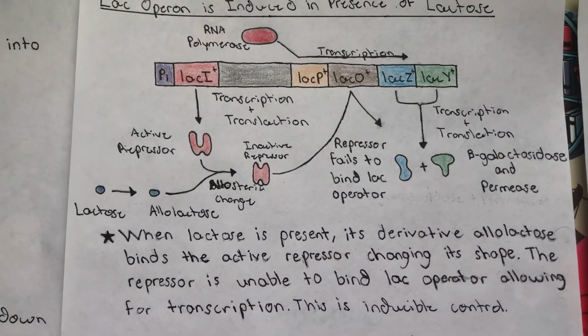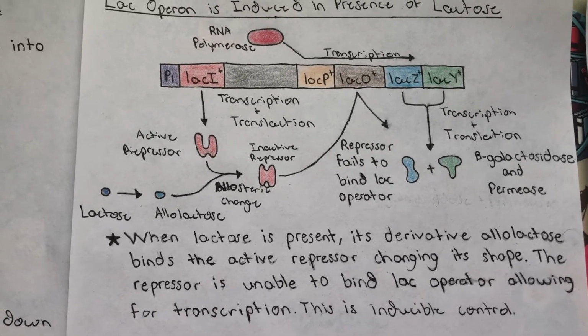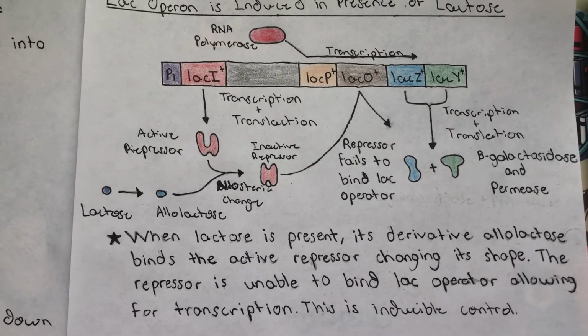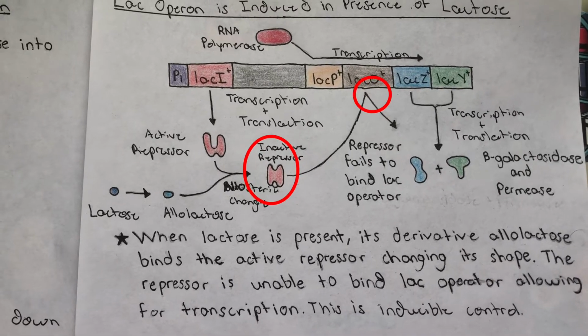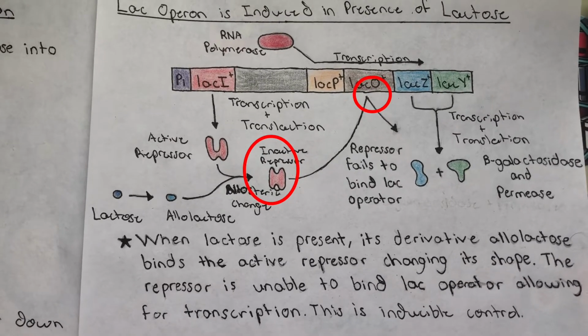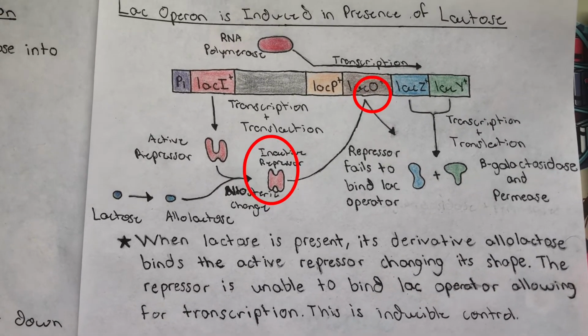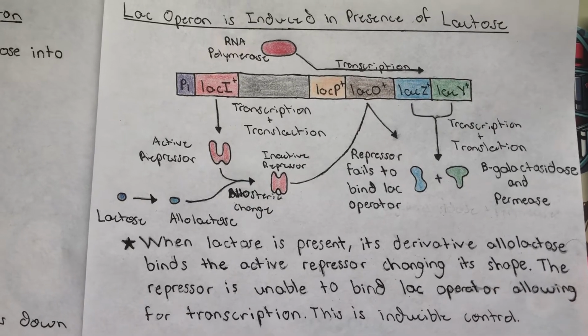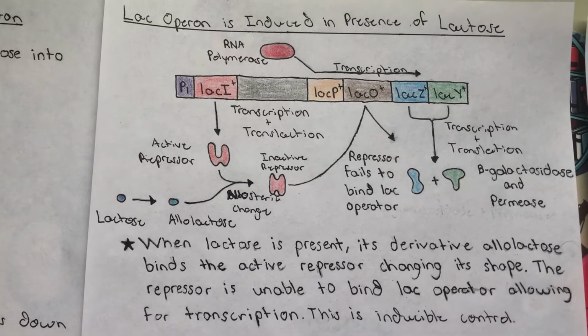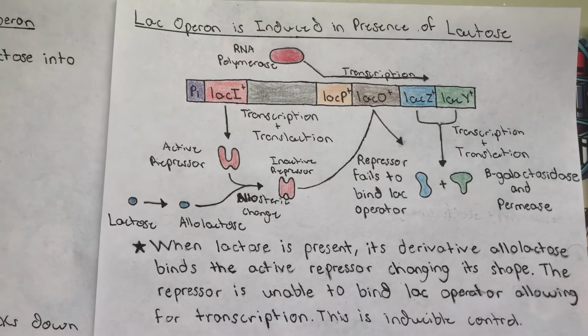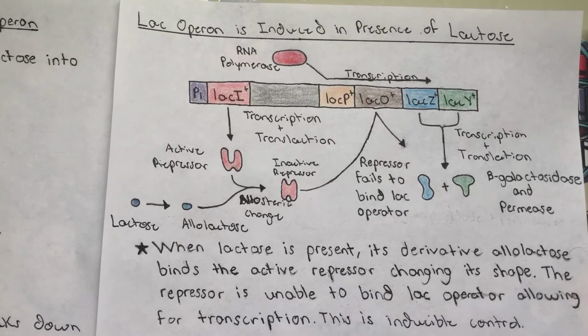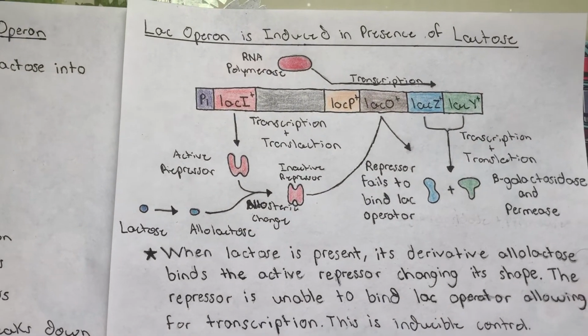In the presence of lactose, the lac operon is induced. When lactose is present, its derivative allolactose binds to the repressor, changing its shape so that it cannot bind the operator. This allows RNA polymerase to transcribe lac Z and lac Y, which eventually leads to beta-galactosidase and permease. Allolactose inhibiting the repressor, allowing for transcription to occur, is inducible control.